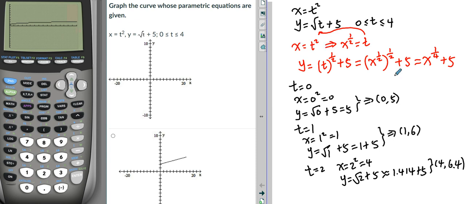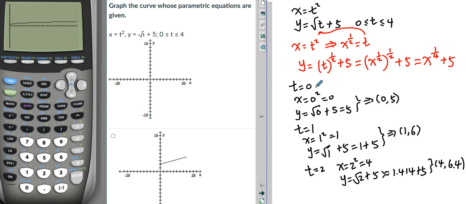You can see when x is 0, 0 to the 1/4 is still 0, plus 5, so y is 5. This point is actually 0, 5. Here the scale is from 0 to 10. Okay, that's one way to do it.